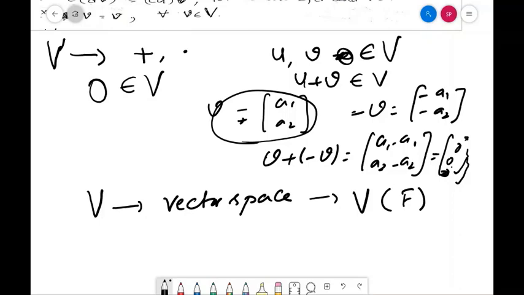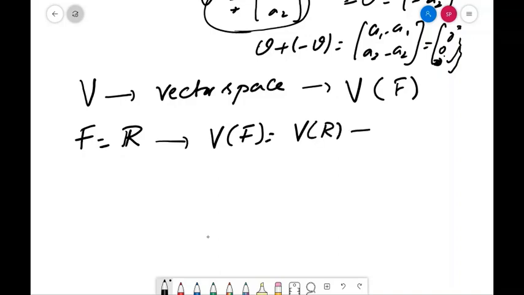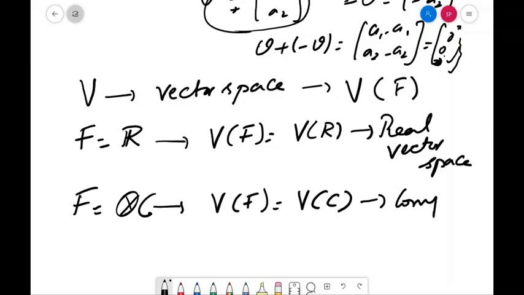Now suppose I take F equal to R, that is the field of real numbers, then V over F will be V over R. We call it a real vector space. In the same way, if I take F as C, then V over F is equal to V over C, which I call a complex vector space.